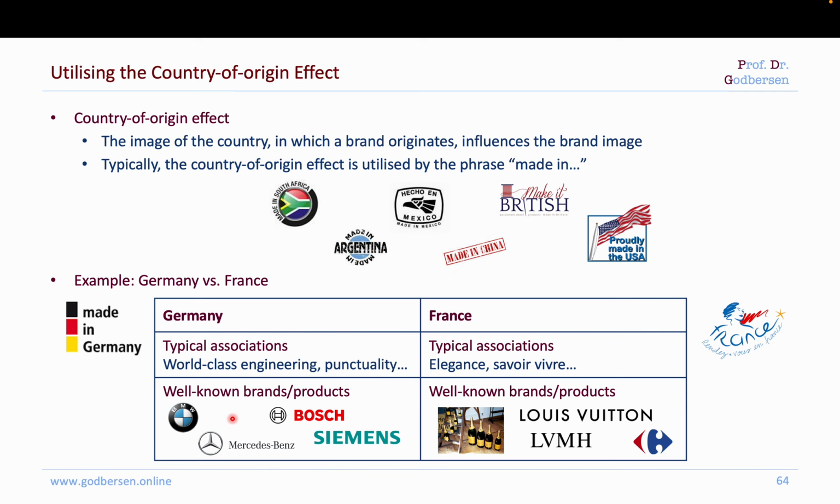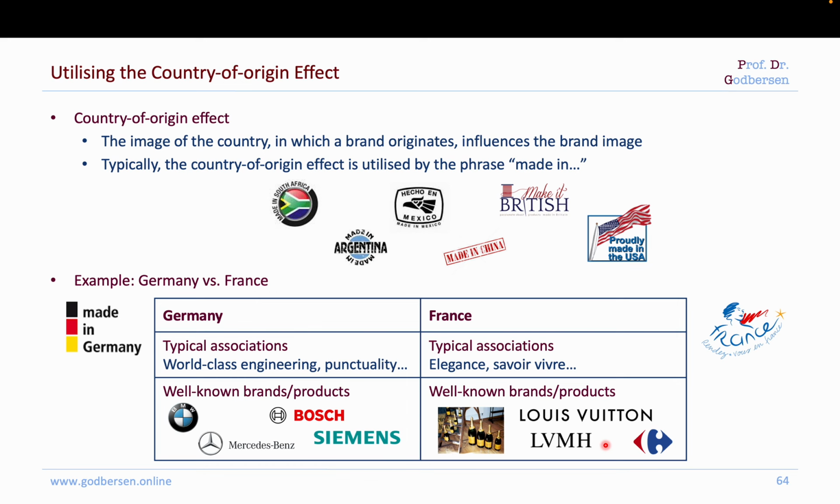So what are well-known brands and products that can benefit from this German country image? Car manufacturers, BMW, Mercedes-Benz, or Bosch, or Siemens. They are strong German brands and they benefit from the German country of origin effect. Whilst in France, what do we all see in France and what are we buying from France? Champagne, luxury stuff like Louis Vuitton, and so forth. It's rather having a good life than having the best machines in the world.